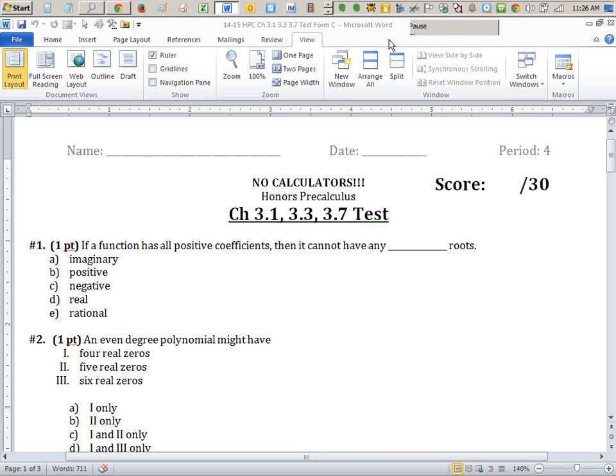Okay, so it's recording. Let's go ahead and take a look at this. Let's start with this problem, actually. If a function has all positive coefficients, then it cannot have any, and the answer is positive roots. And the reason is this.